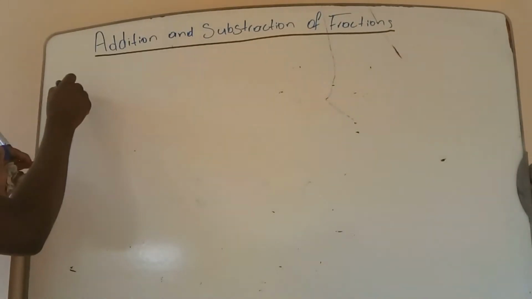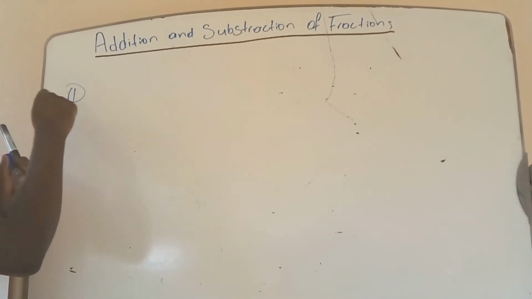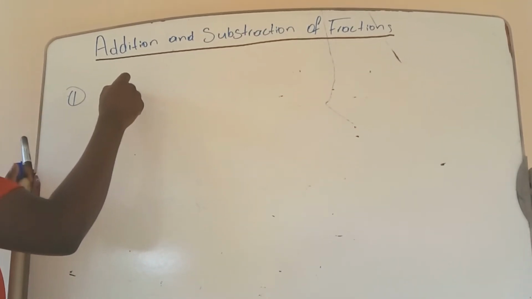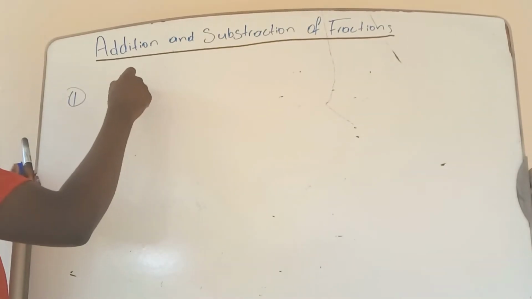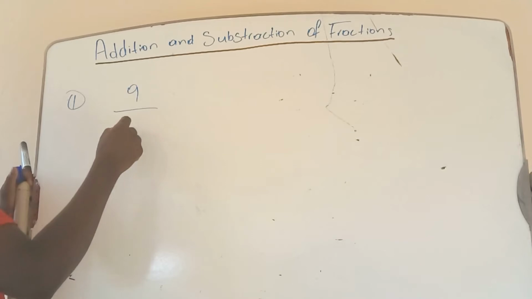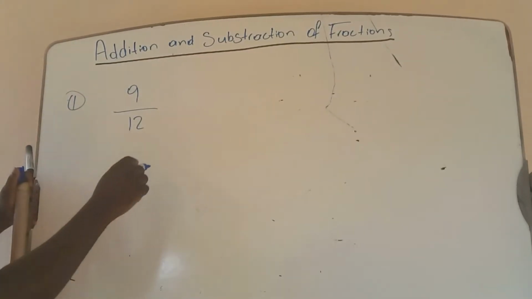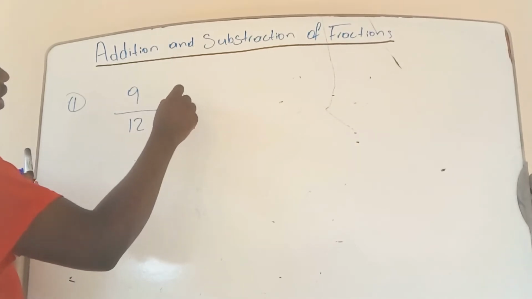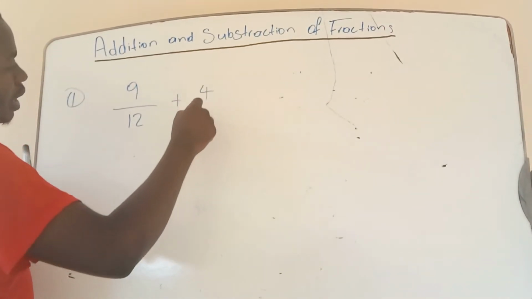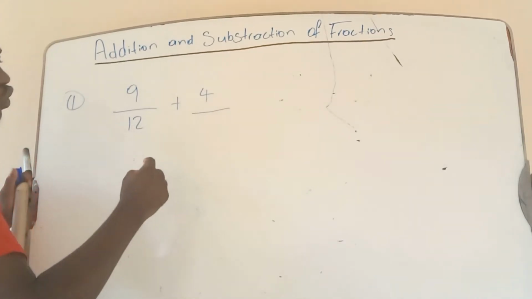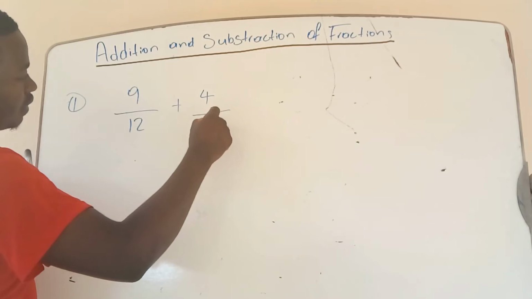Alright, example 1. Let's say that we have a fraction and it is 9 parts out of a total of 12 parts, right? And then you have a next fraction to be added to it, and this fraction is 4 parts out of a total of 5.